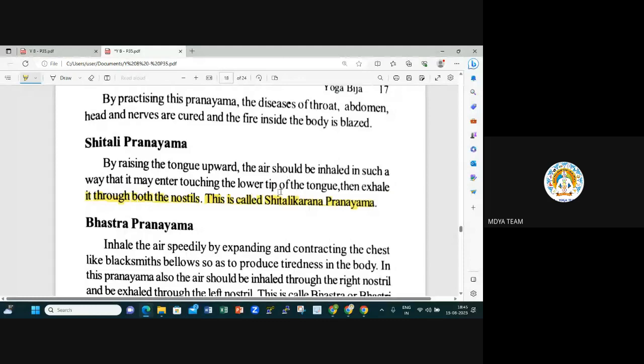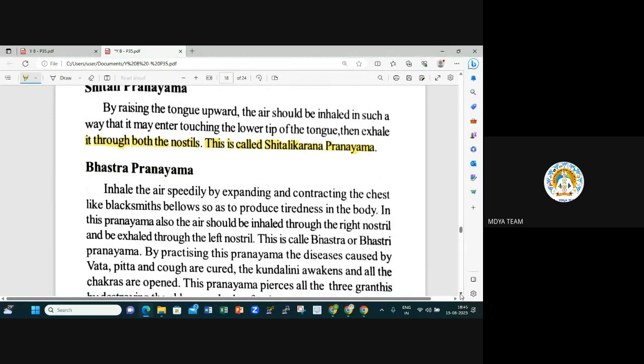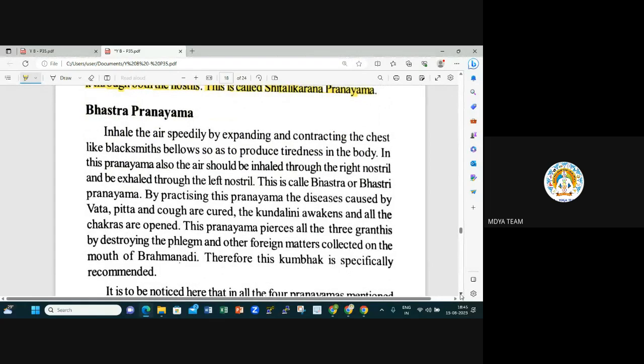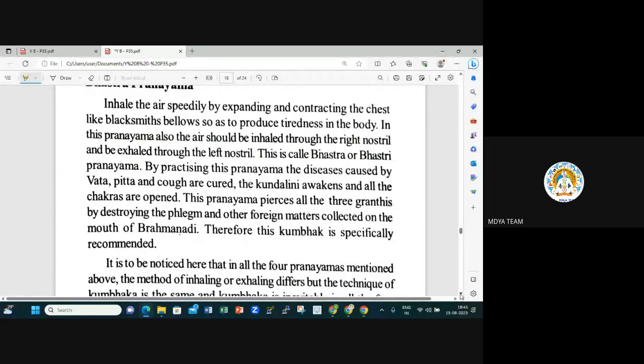It is not described in the book, but if we try to understand a little bit, then it will be talking about the Khechari. The air should be inhaled in such a way that it may enter touching the lower tip of the tongue. Okay. Then exhale through both nostrils. When you raise the tongue upward, in that situation you have to breathe in and breathe out through both the nostrils. And the other name is Sitli Karan pranayam. The next one is Bhastra pranayam. Bhastra means, here a little bit. Bastrika. Yes.